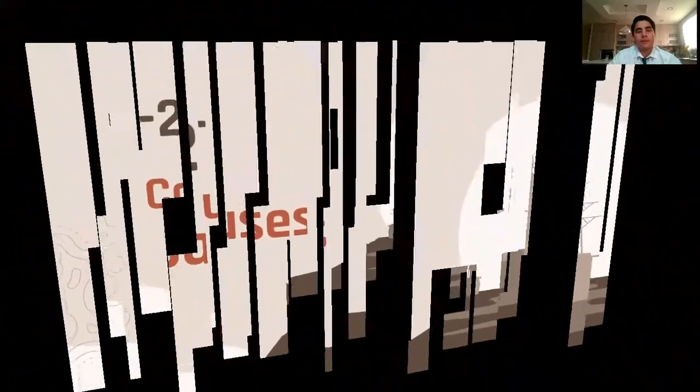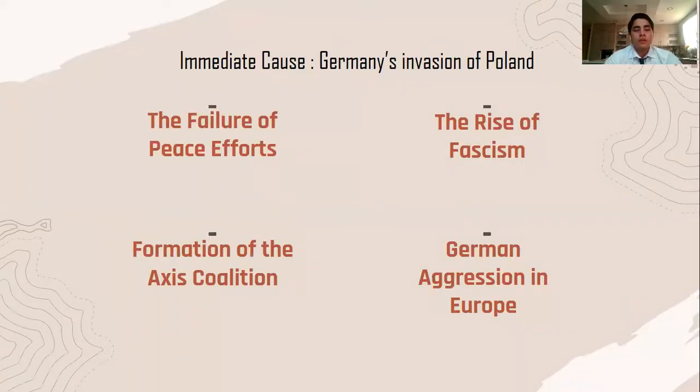Causes of World War II. The failure of peace efforts. During the 1920s, attempts were made to achieve a stable peace. The first was the establishment of the League of Nations as a forum in which nations could settle their disputes. The League's powers were limited to persuasion and various levels of moral and economic sanctions that the members were free to carry out as they saw fit.